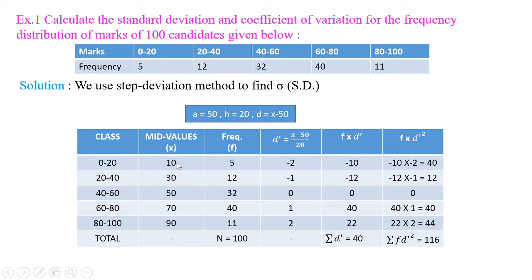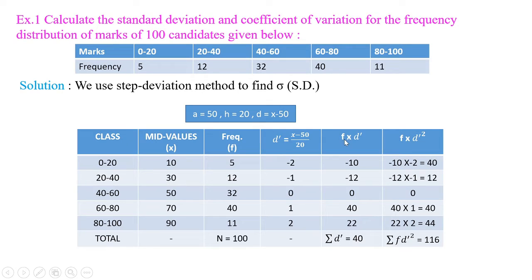For x equal to 10, 10 minus 50 is minus 40 divided by 20 is equal to minus 2. 30 minus 50 is equal to minus 20 divided by 20 is equal to minus 1. 50 minus 50 divided by 20 is equal to 0. 70 minus 50 is 20 divided by 20 is equal to 1. 90 minus 50 is equal to 40 divided by 20 is equal to 2. So we have found d dash.